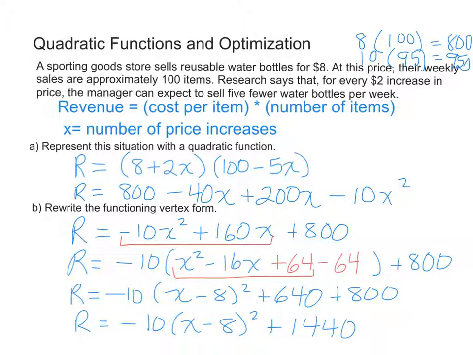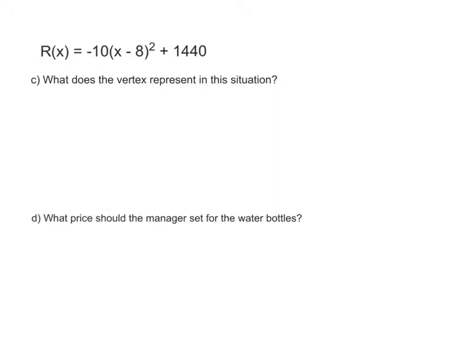This question continues with, what does the vertex represent in this situation? So we need to think about what the vertex is and what it represents. First of all, just an easy question, where is the vertex? 8 and 1,440. What does that represent in this situation? What was the x? Again, we defined it at the beginning. Number of price increases. So how many times are they going to increase the price? 8 times.